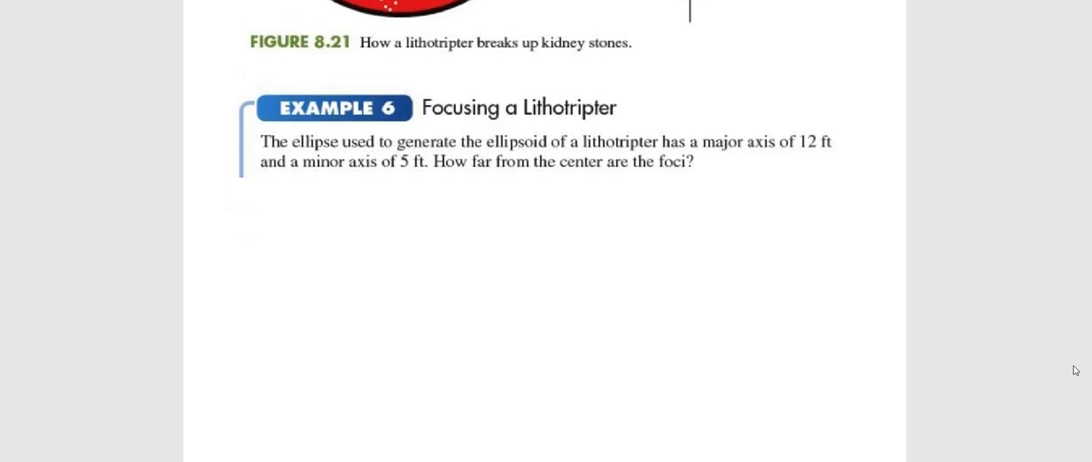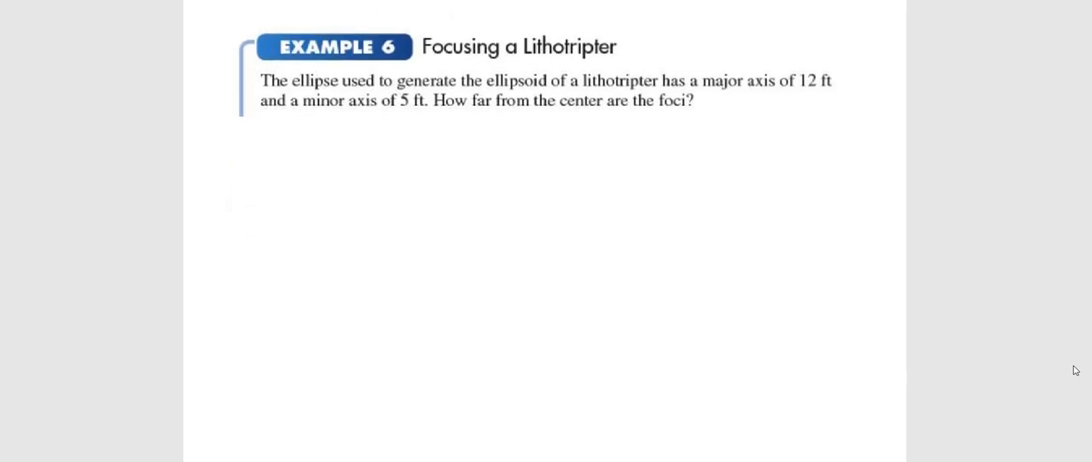The ellipse used to generate the ellipsoid of a lithotripter has a major axis of 12 feet and a minor axis of 5 feet. How far from the center are the foci? Go, folks. Now, if you need a picture to help you, you could make a picture and center the ellipse at the origin. Make it easy on yourself. You need 12 feet on the major axis, 5 feet on the minor axis, and then find how far from the center are the foci. If you need to draw it out, draw it out.